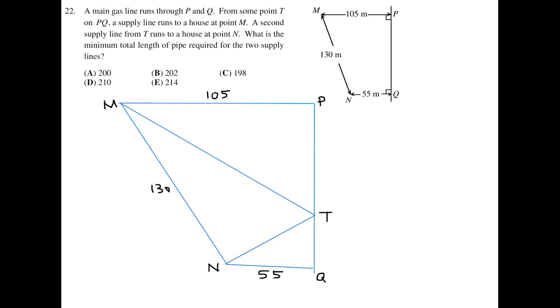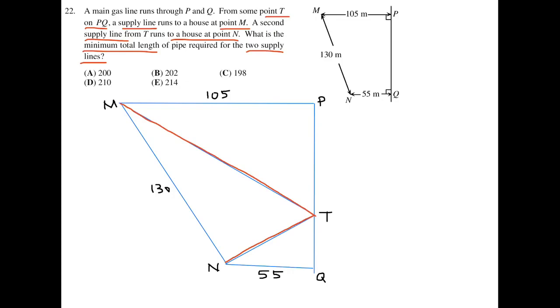And the question is telling us that there is a point T on PQ, which we wrote, and a supply line runs to house at M. So there's a supply line that goes from like that. And then we have another second supply line from T to a house on point N. Like that. Okay? And they want us to find the minimum total length of pipe required for these two supply lines. So how do we make this red line segment the minimum?